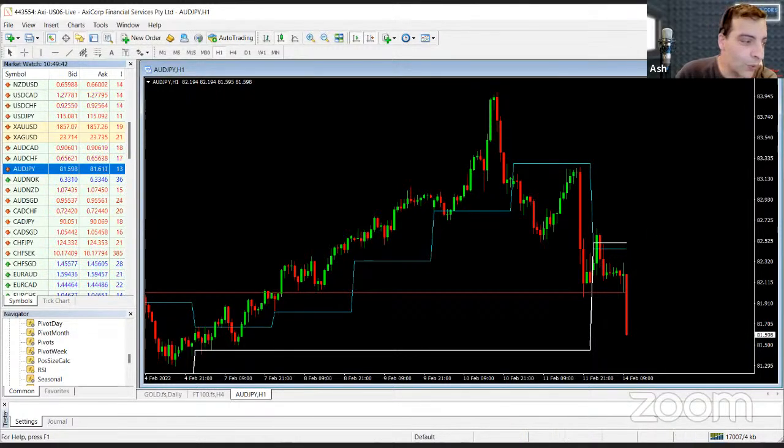You know, we will want to. David's saying the S1 weekly pivot on pound yen is calling on the 30-minute. That might be.